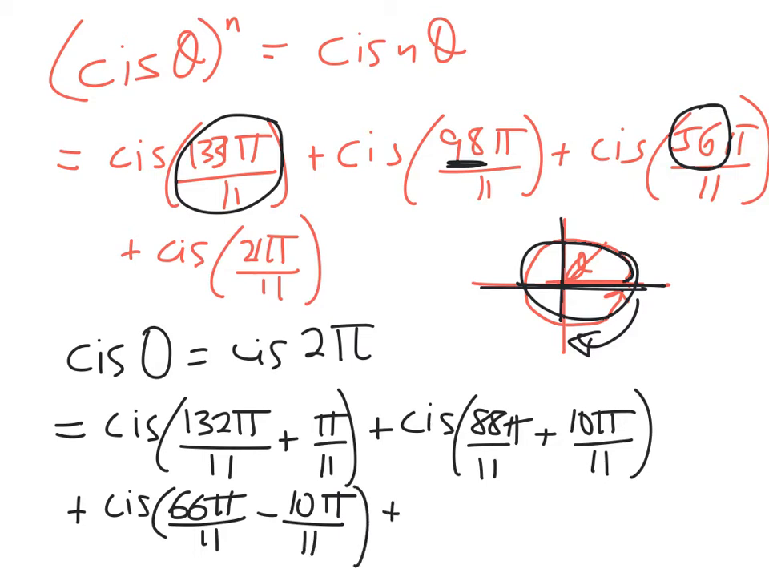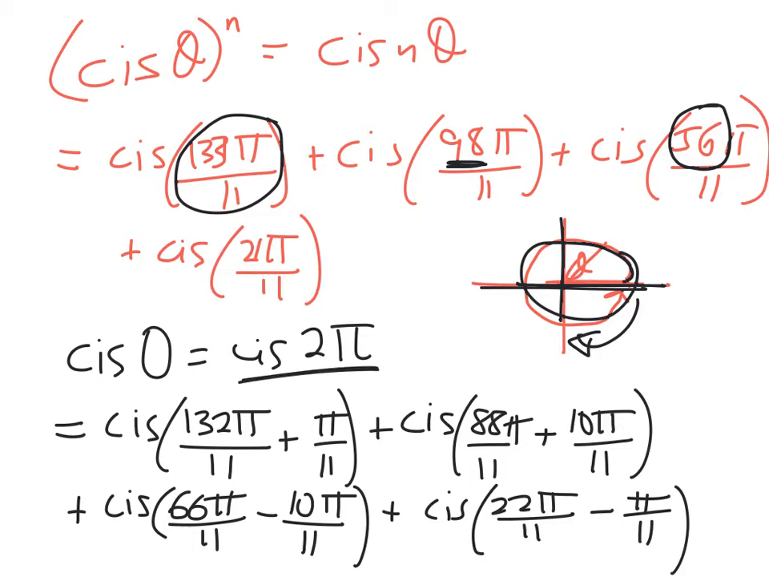And then the last one, 21 pi, is going to be plus cis 22 pi on 11 minus pi on 11. Lots of you watching this will be able to skip through this a little bit to the next step, but you need to make sure that you show that you're taking out multiples of 2 pi. So this is quite a nice line to put in.